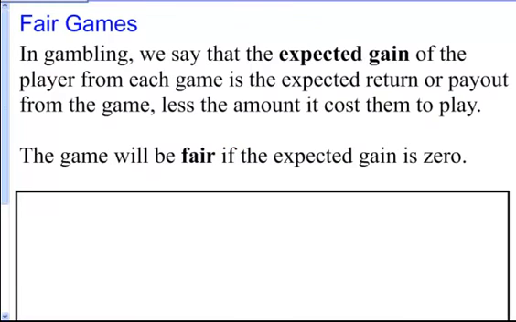So we're going to use that same idea a little bit to talk about a fair game. So in gambling, we say that the expected gain of a player from each game is the expected return or payout from that game less the amount that it costs, or minus the amount that it costs. Okay? So we have the expected gain, which is equal to our expected yield minus the cost.